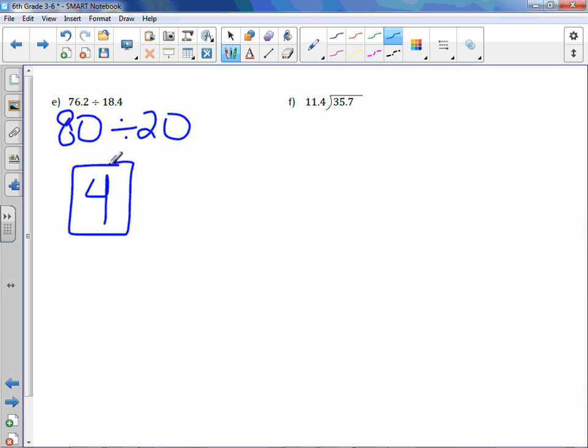Letter F, looking at what's in the box, I have 35.7. I could make that 36, and out here I could make 11.4 into 12. That's quite possible. I could also have made this 10 and this 30. It doesn't matter. Whatever's closest. 12 and 36 are closer than 10 and 30, so that's why I prefer to use those ones. And 36 divided by 12 is 3.